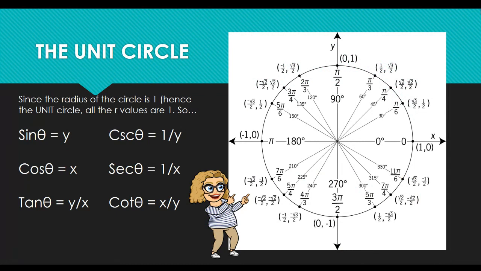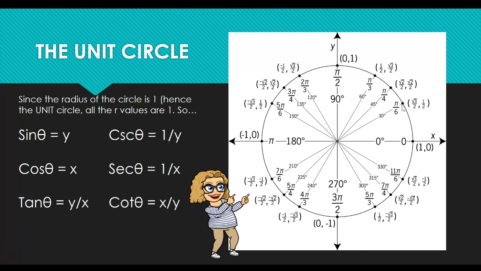Let's talk about the unit circle. The unit circle is cool. We started making this on your paper plate, and then we never got time to finish it. So the unit circle has a radius of 1. That's why we call it the unit circle. It has a radius of 1 unit. So that means its R value is 1.